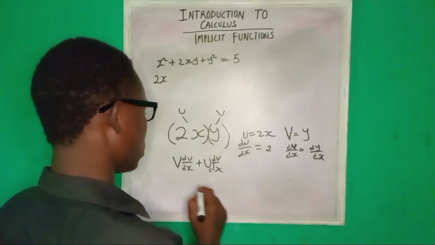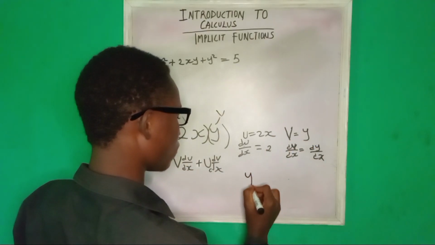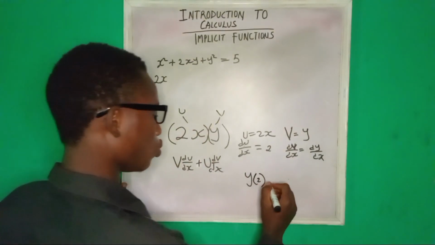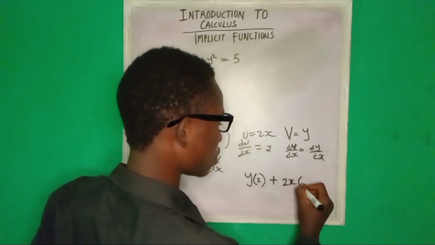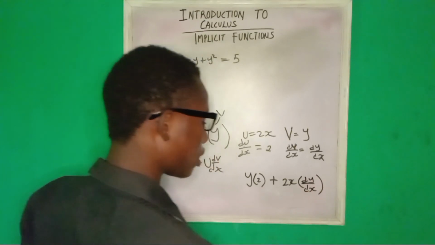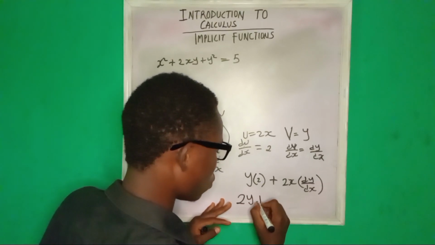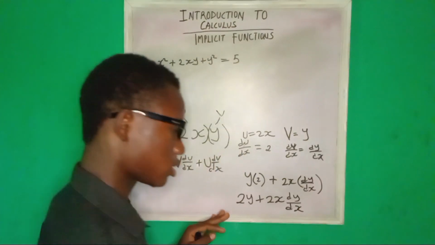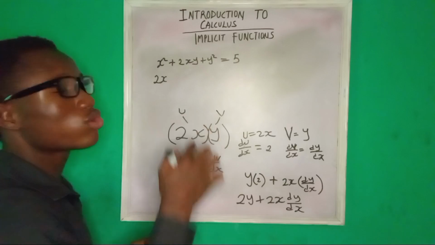So this is how it is then. When we are applying this formula, we have it as v. Our v is y, and dy/dx, which is 2. y times 2, plus u, which is 2x, 2x times dv/dx, which is dy/dx. So now let me simplify this. We have 2y plus 2x dy/dx. So now this here is the differentiation of 2xy.